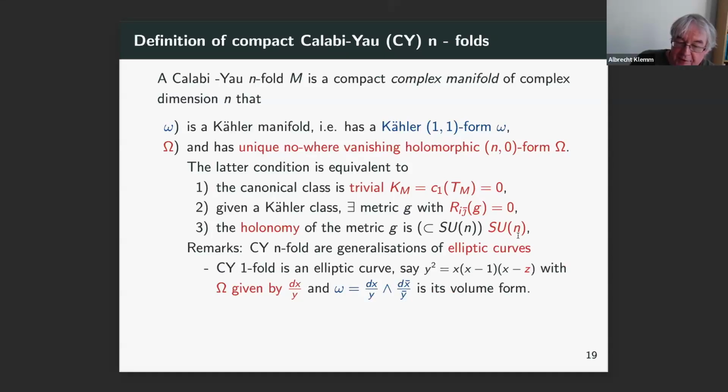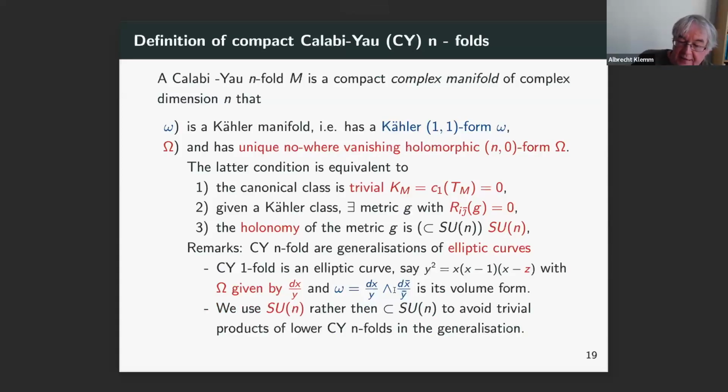But it's very important that low-dimensional Calabi-Yau manifolds are very simple. For instance, the Calabi-Yau one-fold is an elliptic curve. And it even makes sense in this context to speak of a Calabi-Yau zero-fold as being two points on a P1. In this case, you see the 1-0 form is just dx over y, and the Kähler form, the 1-1 form, is the volume form of the torus. And then the torus has no holonomy. That's fine, because SU(1) is trivial. But in general, you don't want higher dimensional tori, so you say that the holonomy should be SU(n) rather than a subgroup of SU(n). So that is the definition.